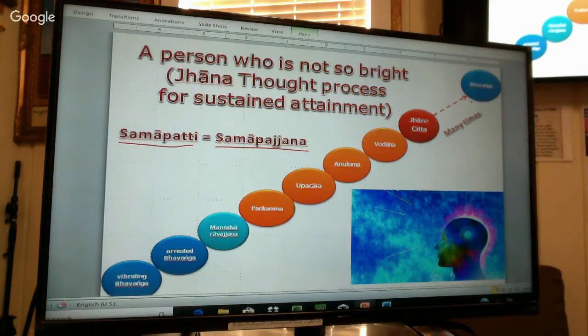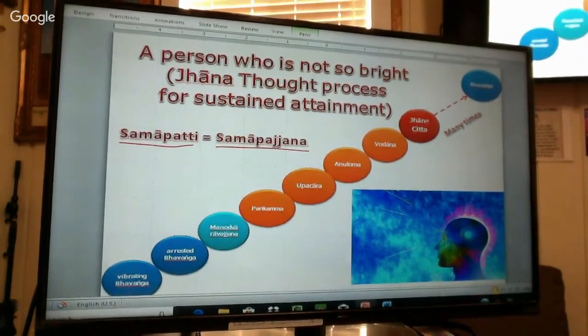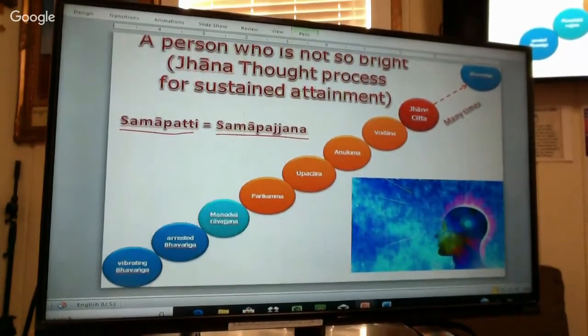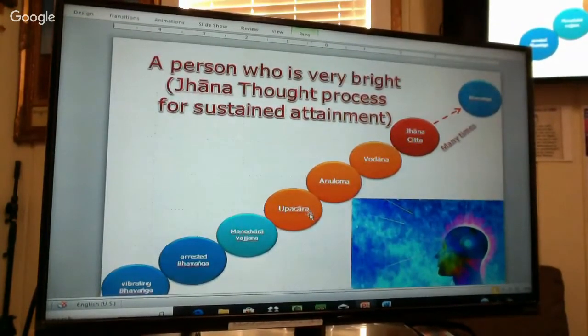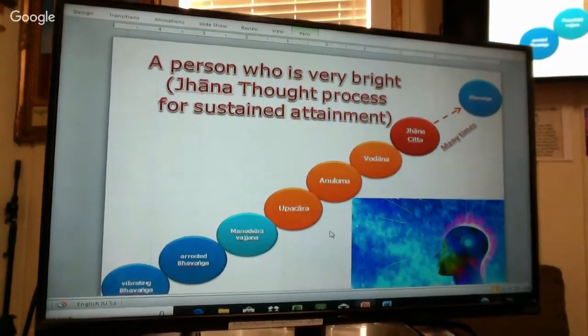So from the jhana we get such kind of benefit. Okay, so there are 2 different kinds of samapatti. A very bright person does not have too many kama chitta. So you already know that, and this is understood easily.